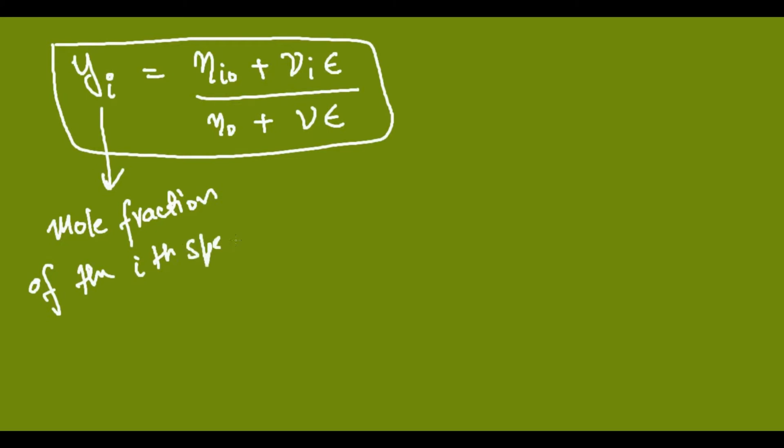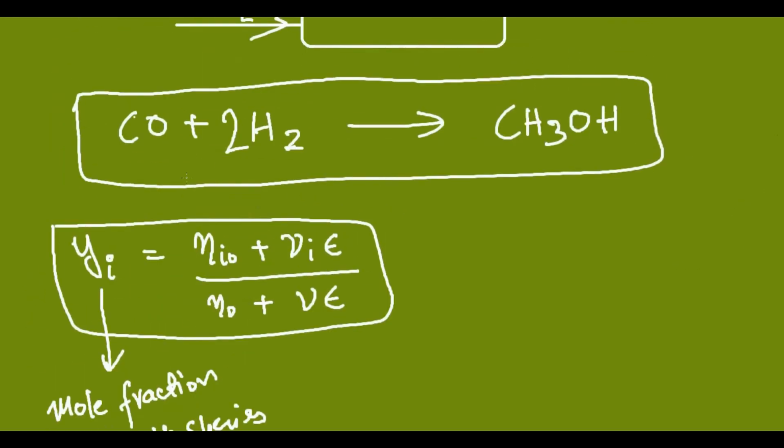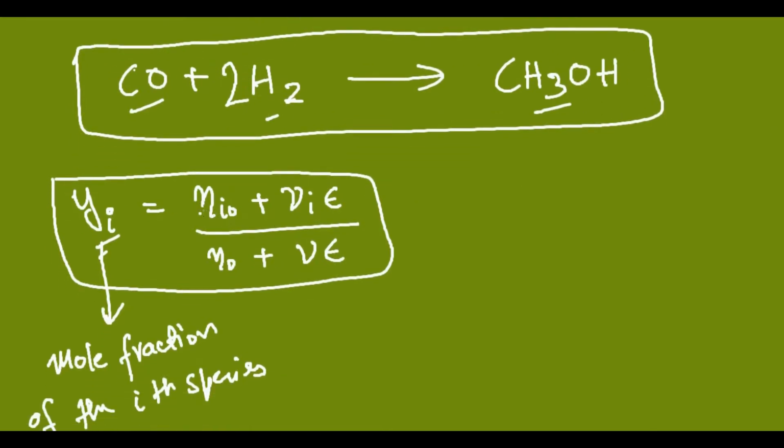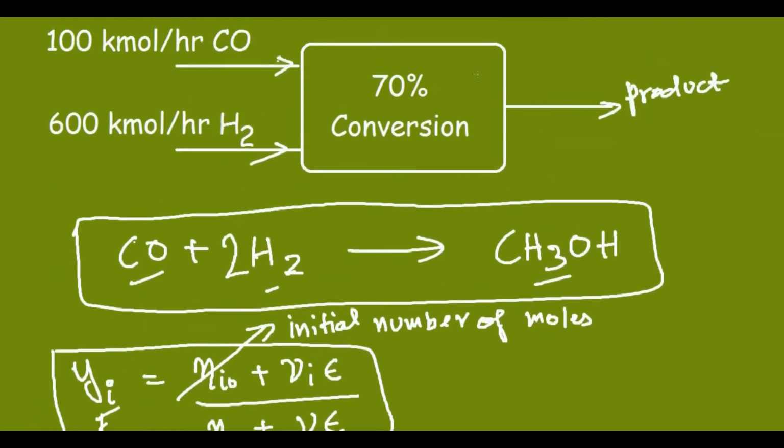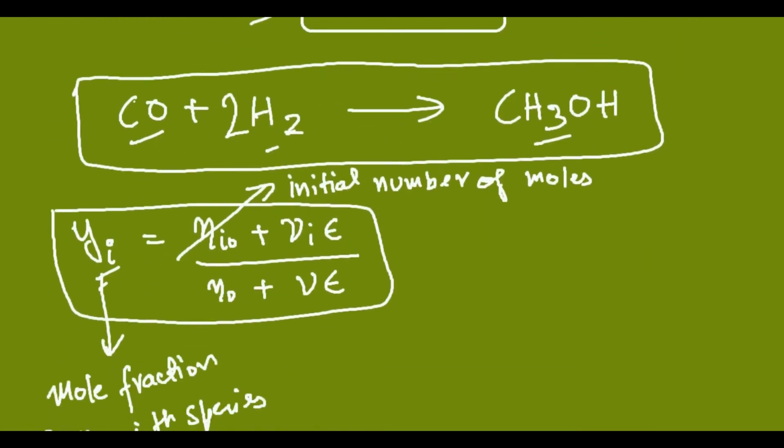So what is this ith species? If I am talking about CO, then it will be different. If I am talking about hydrogen, then it will be different. If I am talking about methanol, then it will be different. That is what this ith species means. Next is Ni0. What does this mean? This is nothing but the initial number of moles. In this case, if I am talking about CO, then this initial number of moles will be 100 because it is given as 100. So likewise we can do it.